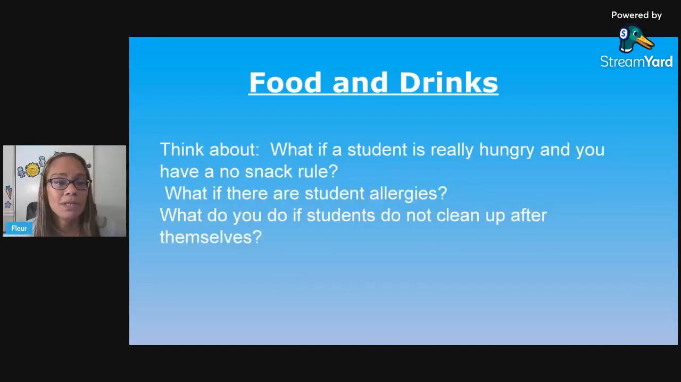So things to think about. What if a student is really hungry and you have a no snack rule? What if there are student allergies? And what do you do if students do not clean up after themselves? Had that before.